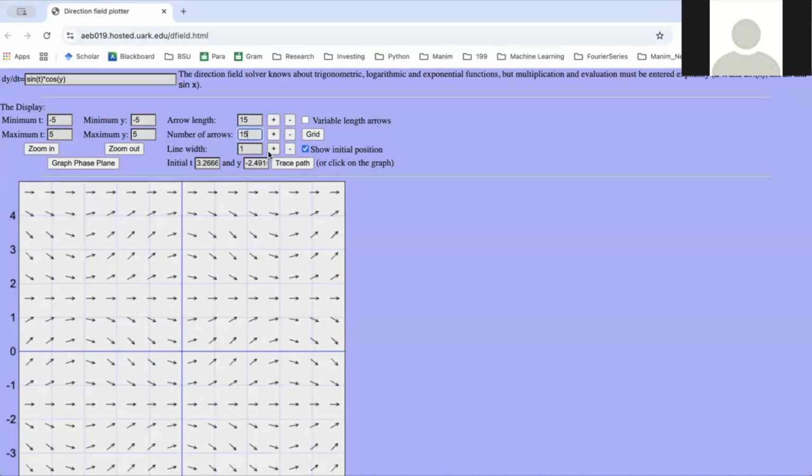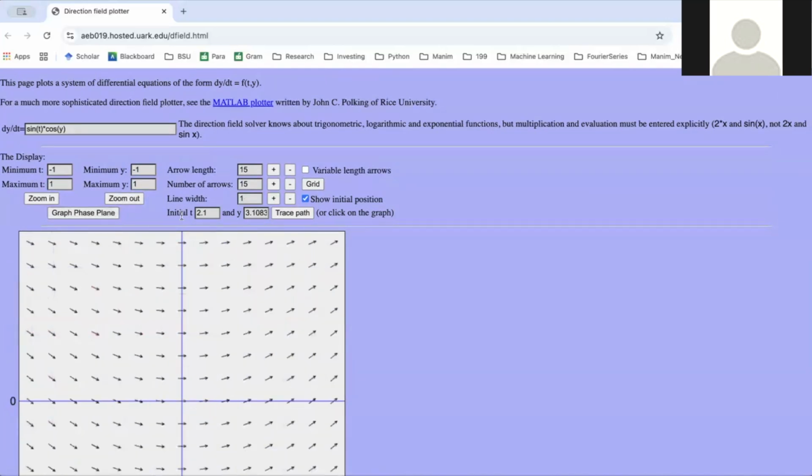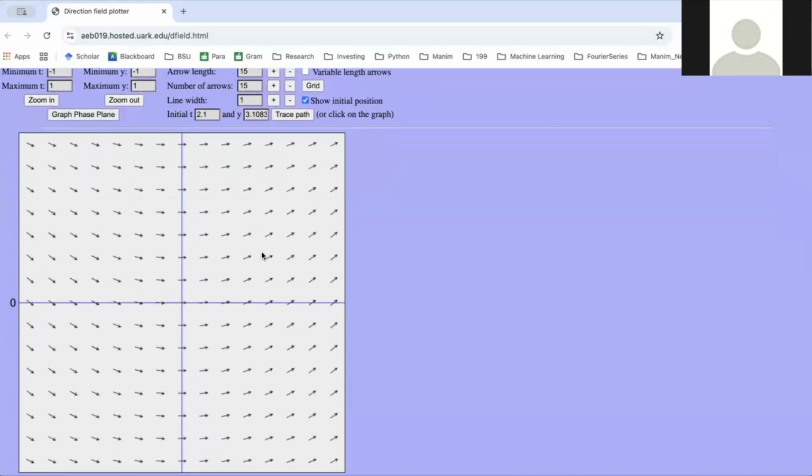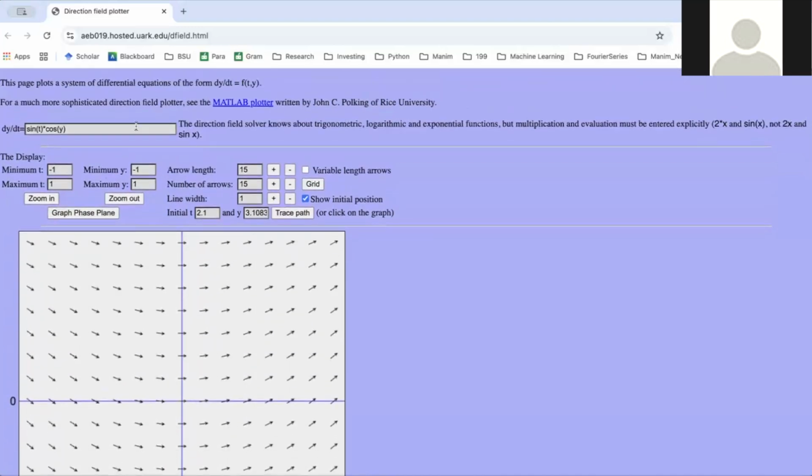You can also increase the line width for the solution curves. This one is too big to visualize, this is too small. For now, one is better. Again, you can change the window of this plot. Let's say we zoom into the window between -1 and 1 for the independent variable and -1 and 1 for the dependent variable, and then you can graph it again. As you can see, you have a different point of view into the direction view and solution curves. So that's how you do it.